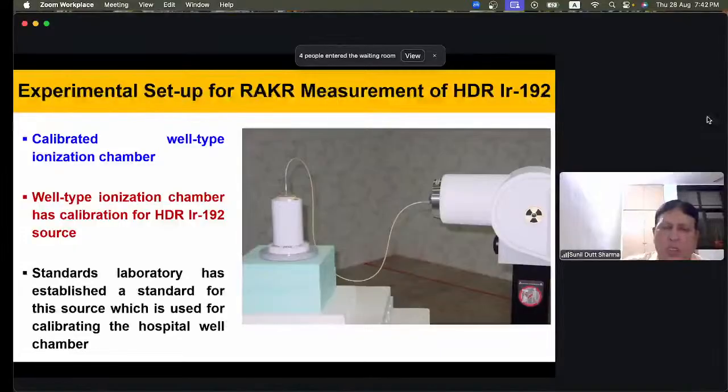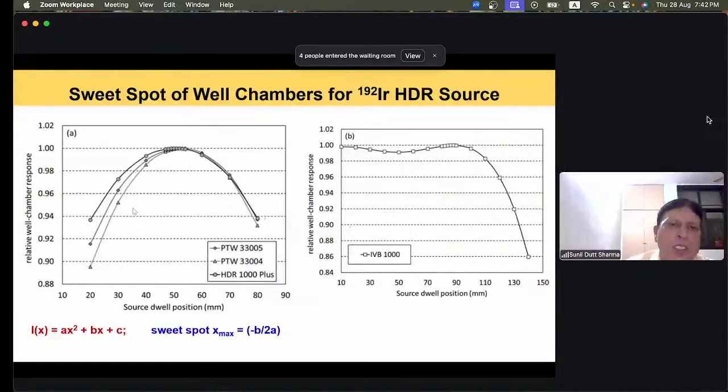So go on taking the source up and taking the reading at an interval of maybe about 5 mm. Then you will need to plot a curve. This curve will be giving you the bell response. These are the bell responses also quoted in the report IAEA TRS 492 for PTW 3305 bell type chamber, PTW 3304 and SDR 1000 plus. You can see the bell response is also almost looking similar.